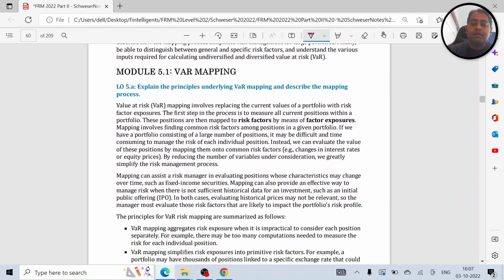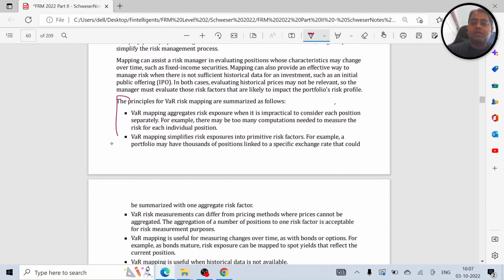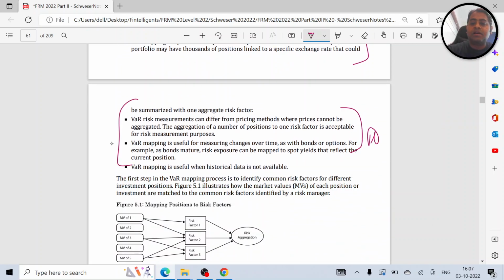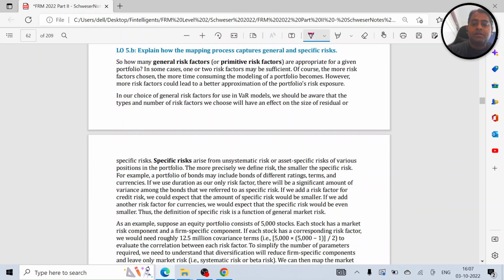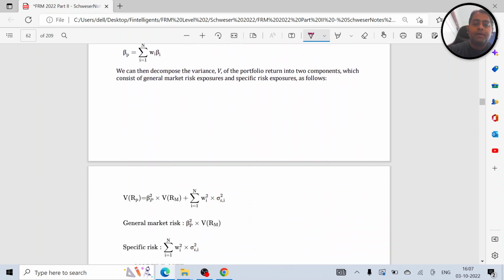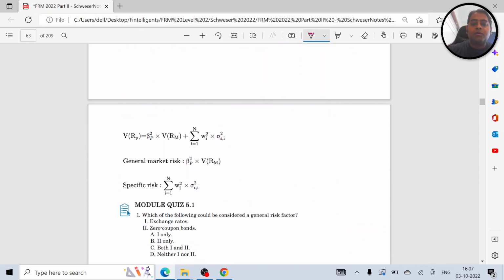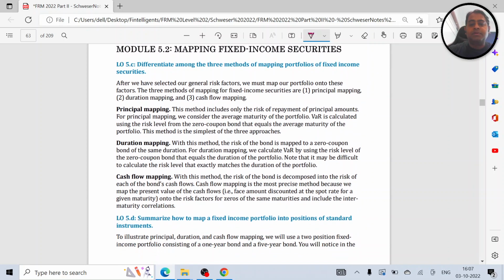As we move ahead towards the next section, the VAR mapping, again, an important chapter from the exam perspective. Okay. The principles of VAR mapping, marking all of the principles as star. Moving ahead, general risk, specific risk, very, very simple, straightforward. Formulas are not exactly tested as such. Yes, in this, the principle and the duration mapping approach is important.